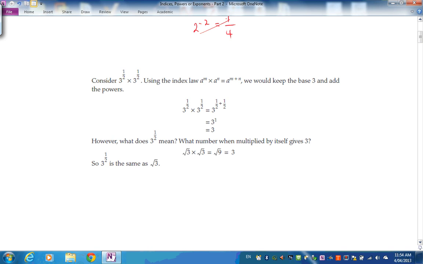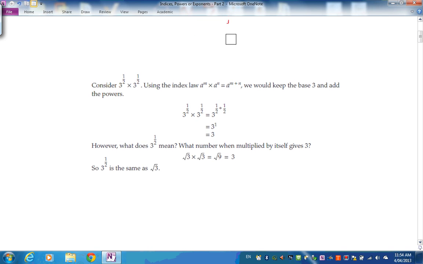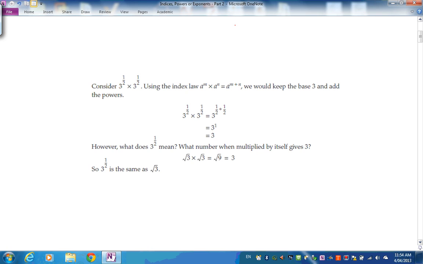If we look at the screen clipping from Pearson's, then we see that they're investigating 3 to the half by 3 to the half. And according to the index or power laws, when you multiply 2 numbers together which are powers of the same base, you add the powers up. Okay, so let's do it. 3 to the half by 3 to the half, you would add the powers. A half plus a half is 3 to the 1, which is just 3.